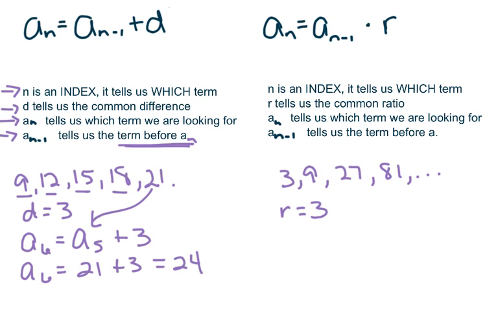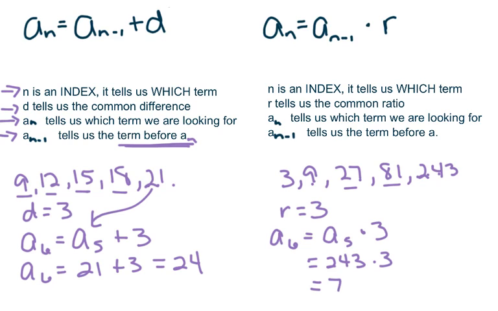Same thing on the geometric. If I want to find a of 6, I need a of 5 times 3. 3 times 3 is 9, times 3 is 27, times 3 is 81, times 3 is 243. So 243 times 3, 729 is a of 6. I know these are really fast. I'm trying to keep this under 15 minutes. We are going to get lots of practice in class tomorrow. Be sure you know your definitions.